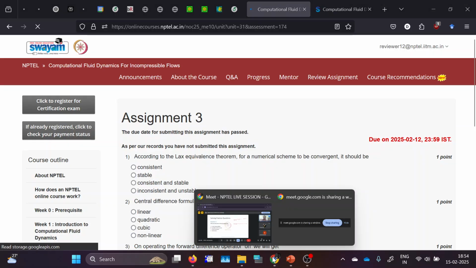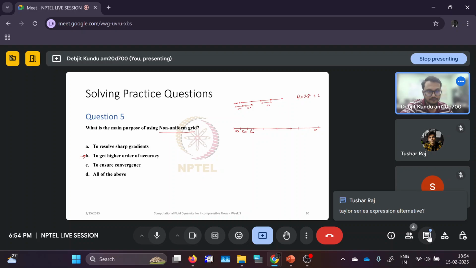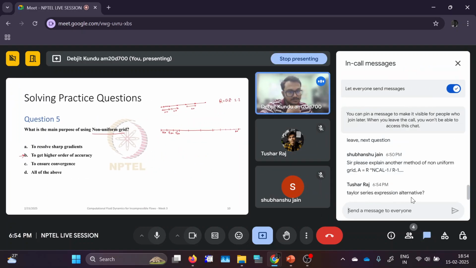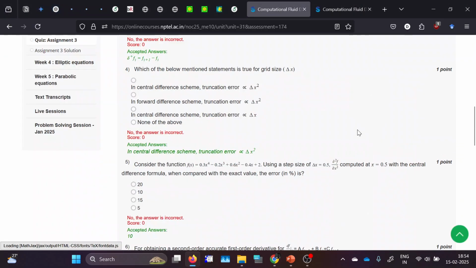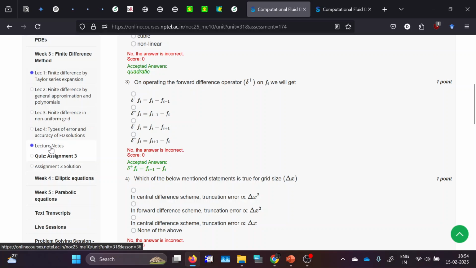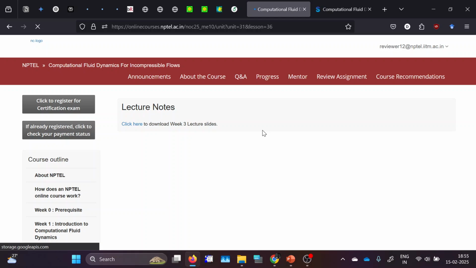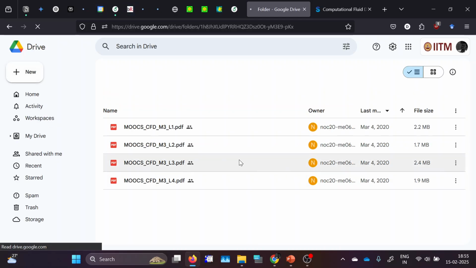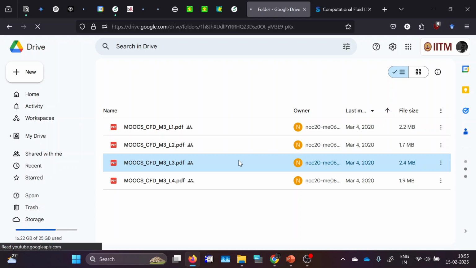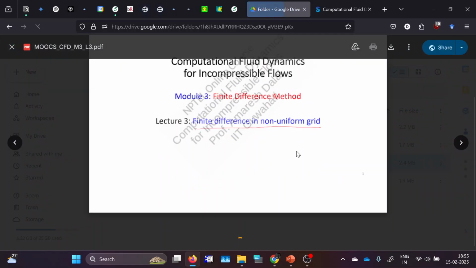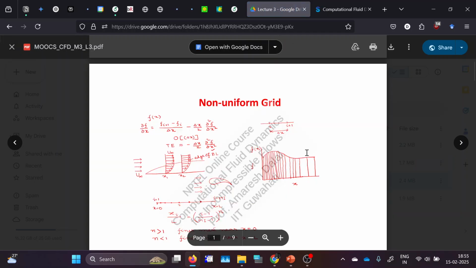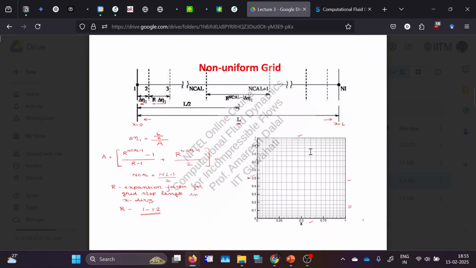You guys can see my screen, right? Taylor series expression. No, no, this is not that. This is different. So let's say lecture notes. Yeah, this is the one.